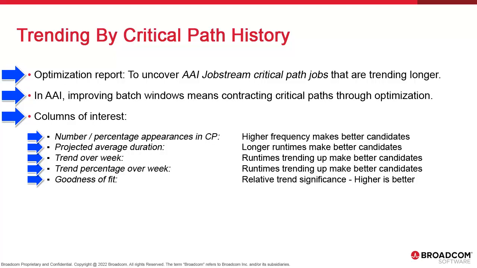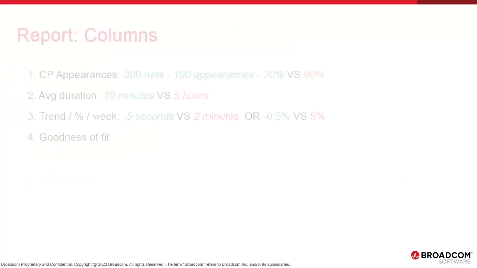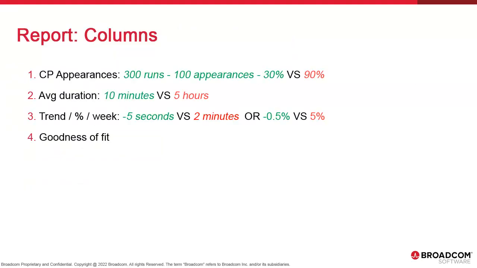We have the goodness of fit, which is a statistical standard. It's the product of all of our data points: frequency of inclusion, average duration, and trends. Higher goodness of fits means more qualified candidate jobs. Let's see how this translates in the AI graphs.